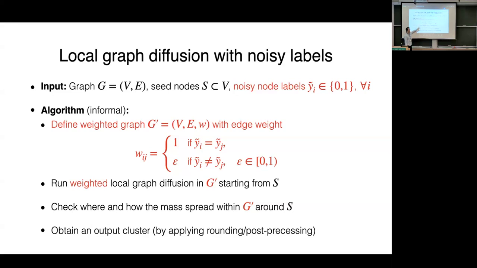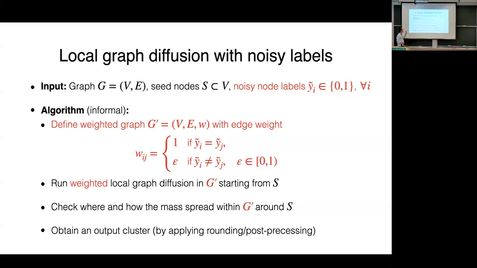So here only for the existing edges, of course. Say that we encountered an edge, what we do is the following. If the nodes that take part in this edge have labels that agree with each other, we just keep it as is. But if the labels disagree, we reweight this edge and set this value to epsilon, something that is much smaller than 1, for example. And then what we do is that we run local graph diffusion on G prime, starting from S.